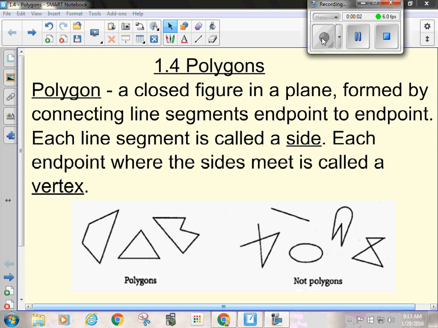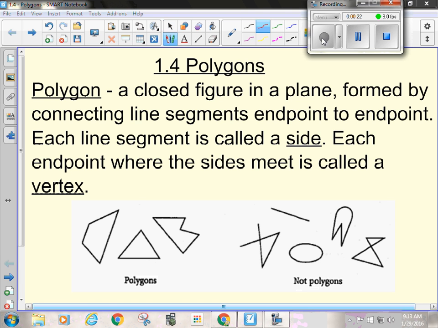Good morning, class. Today, 1.4 is on polygons. Again, it's a day that's filled with lots of definitions, but should be pretty short and sweet. A polygon is a closed figure in a plane. It's formed by connecting line segments from endpoint to endpoint. Each line segment is called a side, and each endpoint where the sides meet is called a vertex.